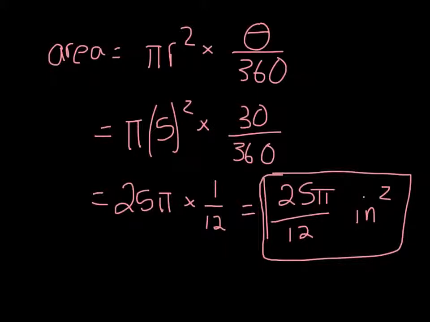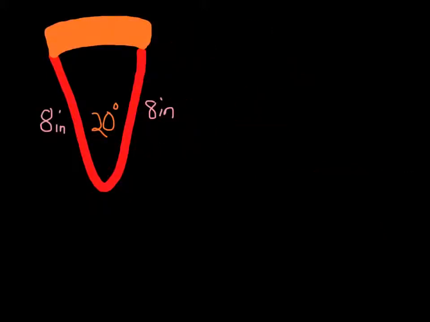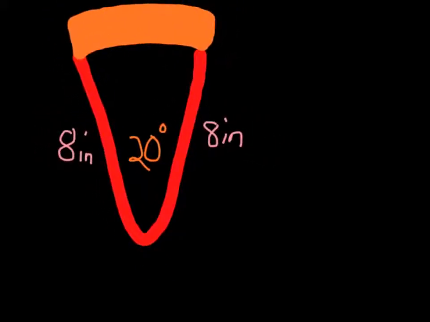Let's get started. Let's say we have a slice of pizza that you cut out, with a radius of 8 inches, cut at an angle of 20 degrees. You want to know how much pizza you're getting, meaning you want to know the area of the pizza slice. So, how would you find this area?